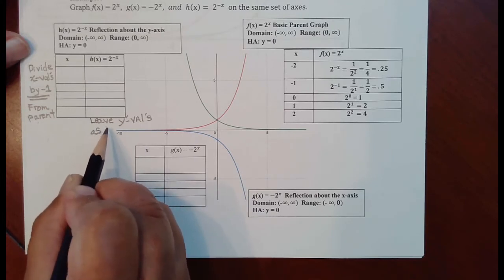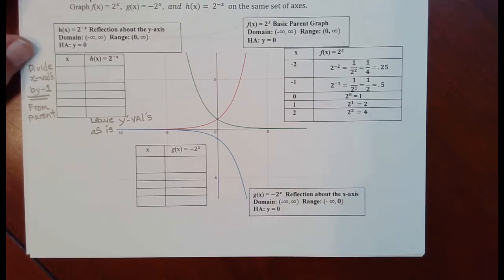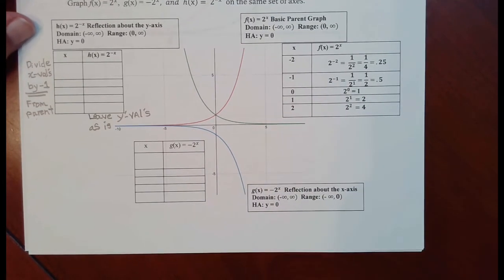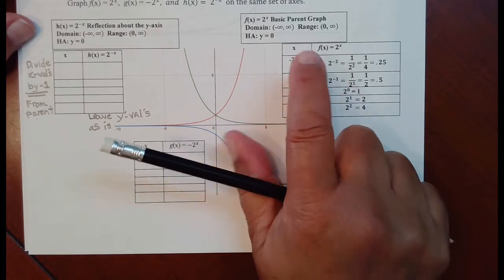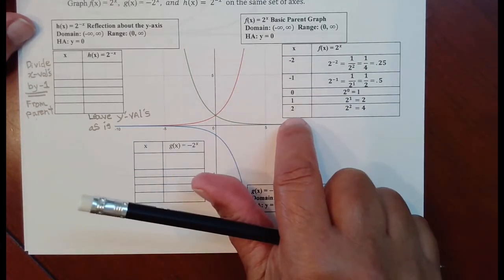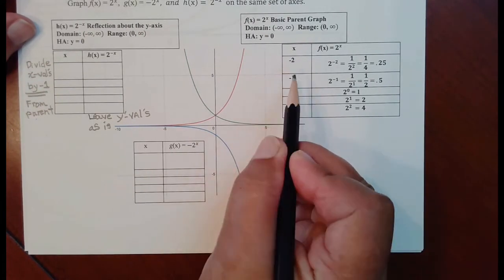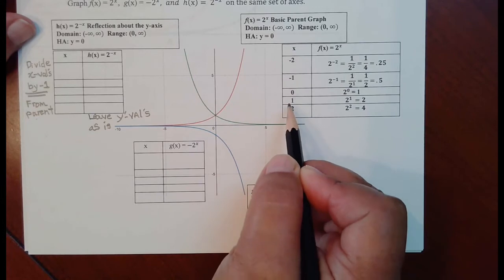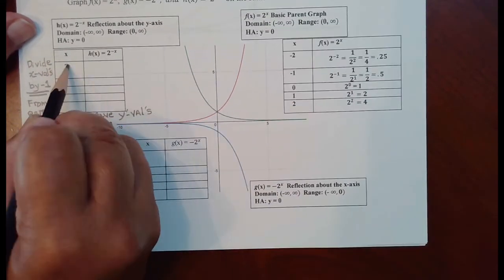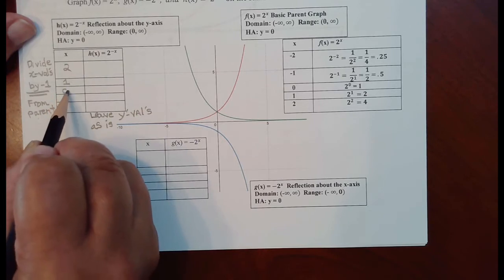Okay, we're going to take these values, -2, -1, 0, 1, and 2, and we're going to divide each of them by -1, which is only going to cause the sign to switch. So this becomes +2, +1, 0. 0 divided by a negative doesn't change it because it's signless. This becomes a -1, this becomes a -2.